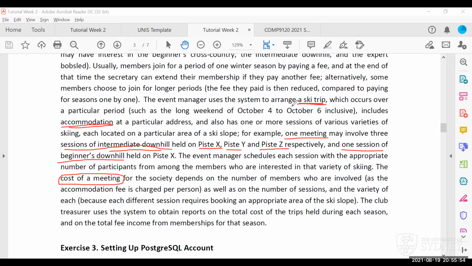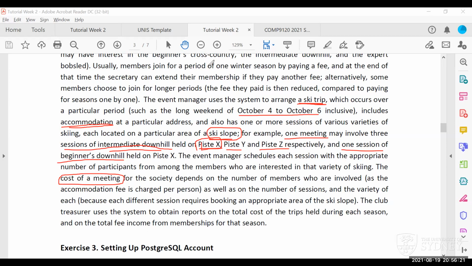And the meeting obviously will have the start date and maybe the end date, in this case from 4th of October to 6th of October. And this one, piece X, piece Y, is actually a ski slope. So this is the different ski slope, and there could be multiple ski slopes, X, Y, and Z. So I think we've captured pretty much almost everything.